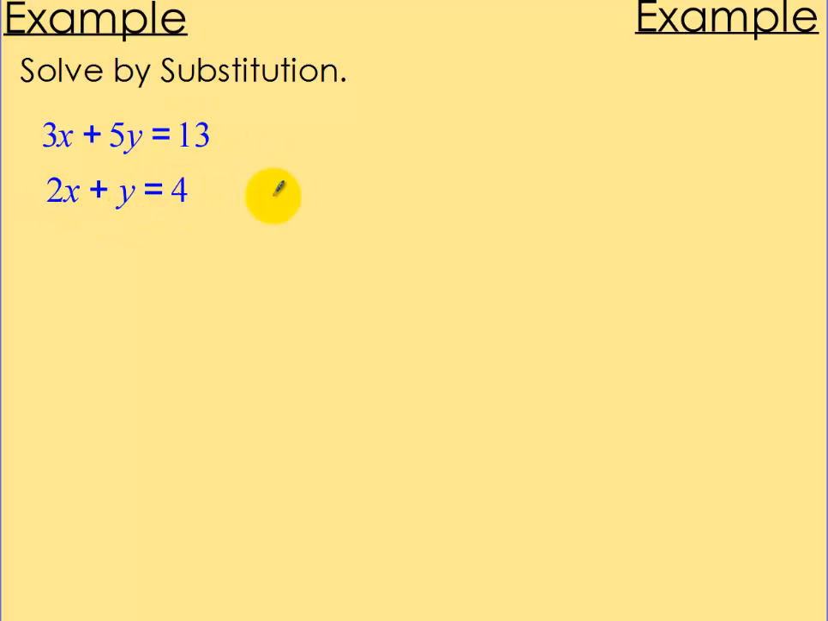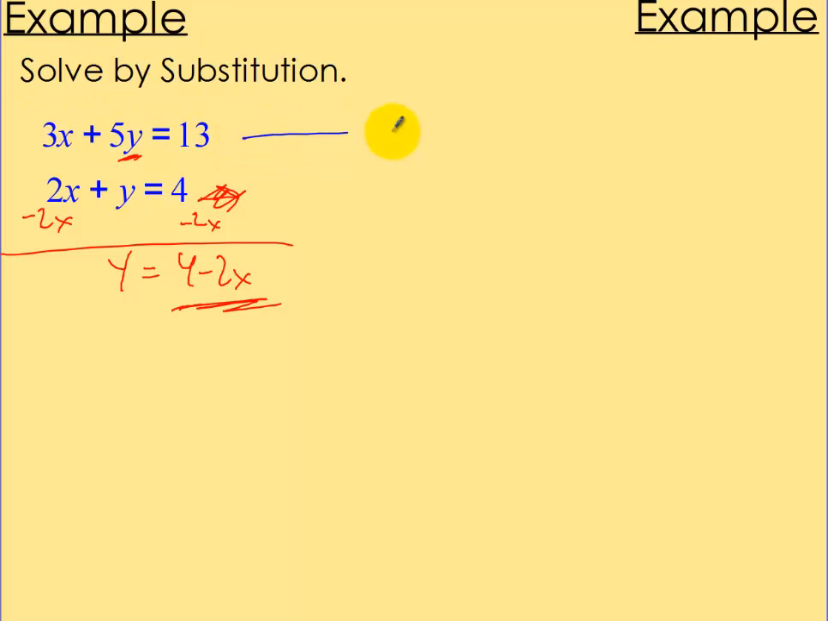All right, I'm going to solve by substitution. I am going to subtract 2x on both sides of the equation here. I do that arrow. So then I get y equals 4 minus 2x. I'm going to substitute this 4 minus 2x in for the y in this top equation. So if I rewrite that, it's going to look like 3x plus 5 times the quantity 4 minus 2x, and then it's going to equal 13.